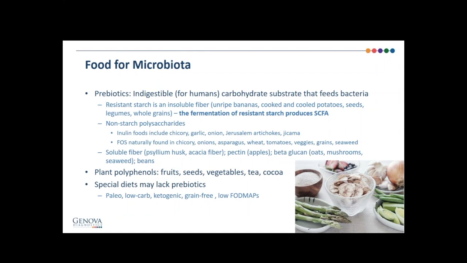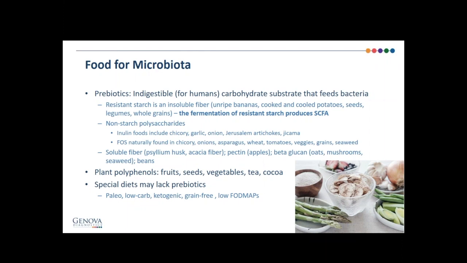The food for the microbiota is mainly fibers and plants. People ask, what type of fiber should I give? And the answer is a variety. Most foods are going to be a mix of soluble and insoluble fibers anyway. And rather than worry about the composition of the fibers, the take home here is that there are a lot of plants mentioned on this page.